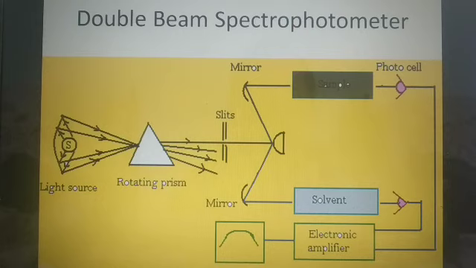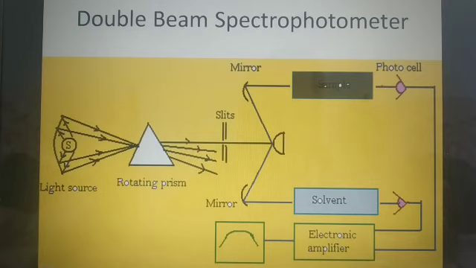Photocells are there, and they read only the absorbed part. The absorbed part coming from the sample is combined with that coming from the solvent, and the solvent absorption is subtracted from the sample absorption, so that solvent absorption doesn't get recorded over the spectra. Then that is fed to a recorder. The recorder is generally a pen that records over a paper.